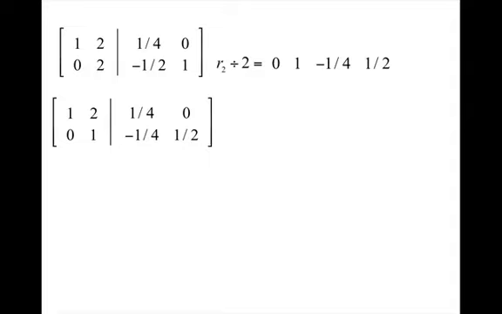Next, I move to column 2. I want this second digit to be a 1. So I'm going to divide row 2 by 2. If I divide row 2 by 2, 0 divided by 2 is 0. 2 divided by 2 is 1. -1/2 divided by 2 is -1/4. 1 divided by 2 is 1/2. So this becomes my new row 2, and you keep row 1 the same.